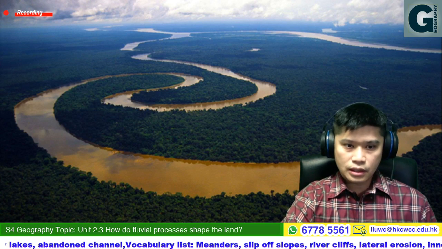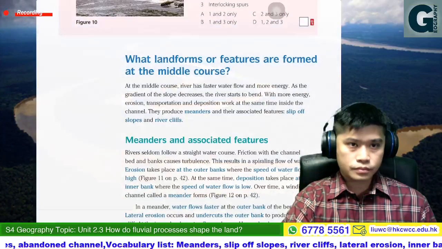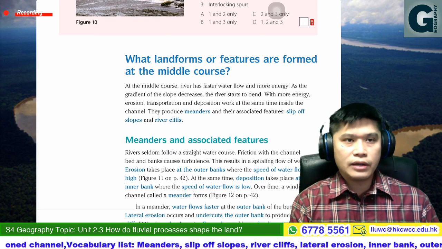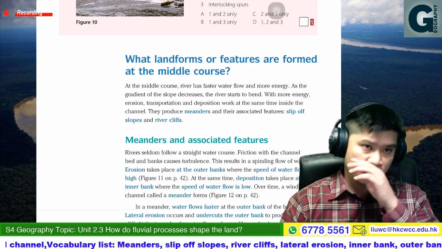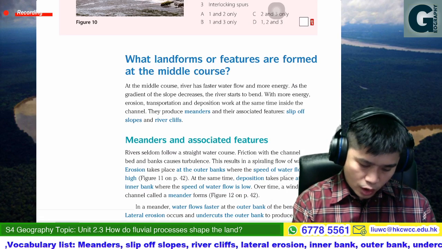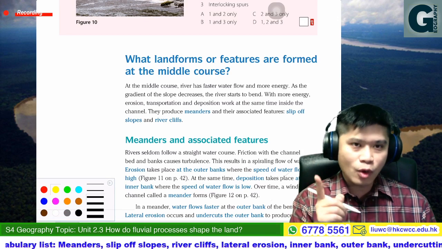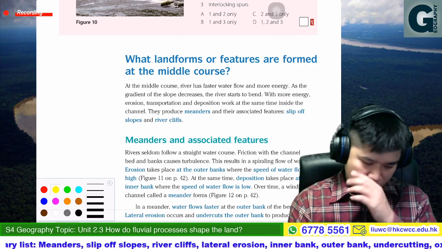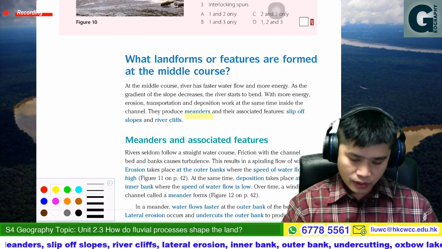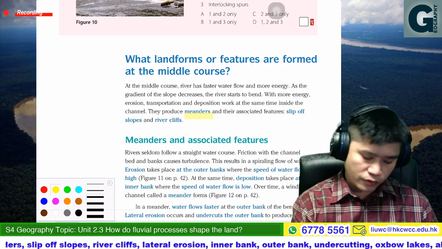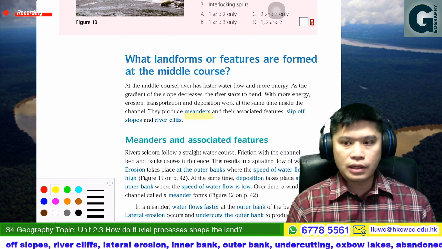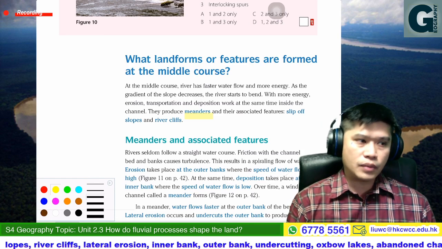So therefore, let's start. For the topic, Unit 2.3, Part 2. Right now we're going to talk about what features or landforms could be formed at the middle course. For the middle course, we will talk mainly about one feature, which is called meander. Before we talk about the meander, we have to know the characteristics of the river in the middle course.